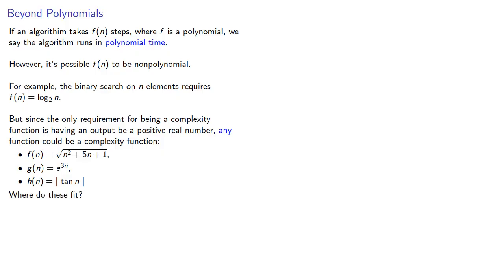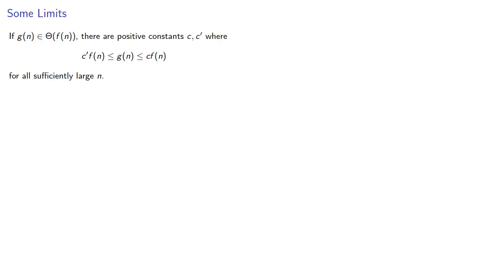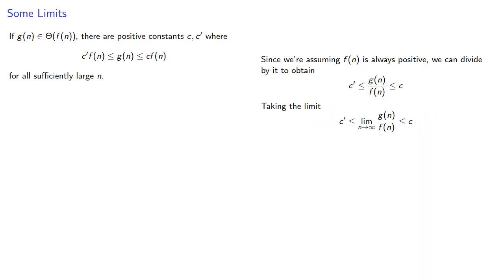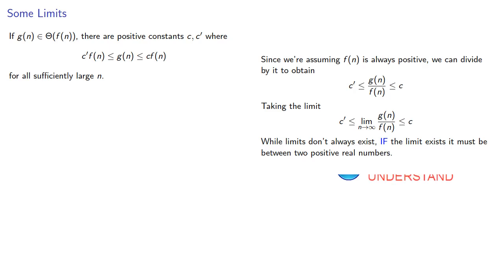So where do these fit? Well, let's consider some limits. If g(n) is order f(n), there are positive constants c and c prime which sandwich g(n) between multiples of f(n) for all sufficiently large n. Since we're assuming f(n) is always positive because it's a complexity function, we can divide by it to obtain, and taking the limit, while limits don't always exist, if the limit exists, it must be between two positive real numbers.